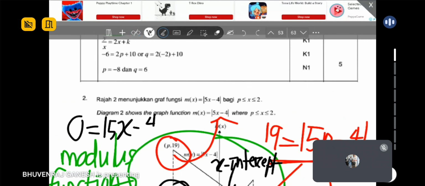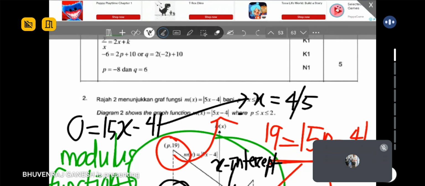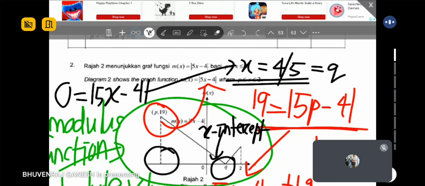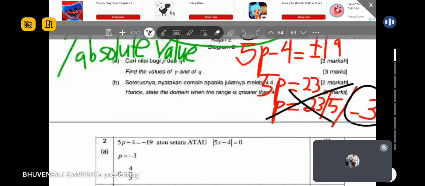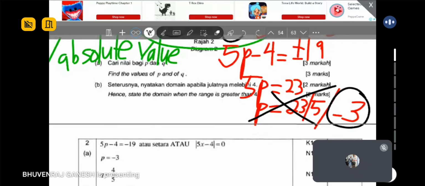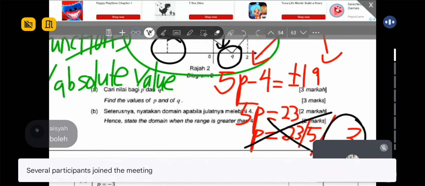So guys, you just solve the equation. When you solve, you will get x equal to 4 over 5. Okay, so this is your answer. So this value is equal to Q. Okay guys, do you understand how to solve? Boleh dapat? So this is the answer for question number 2A. Okay, boleh ya? Alright, so next one, they ask you, state the domain.